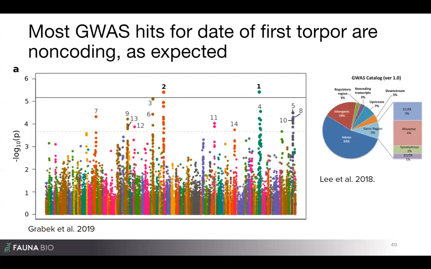But we know that most GWAS variants fall in the non-coding genome, making them difficult to interpret. And so this is shown very effectively right here, where the majority of GWAS variants are intronic or intergenic.